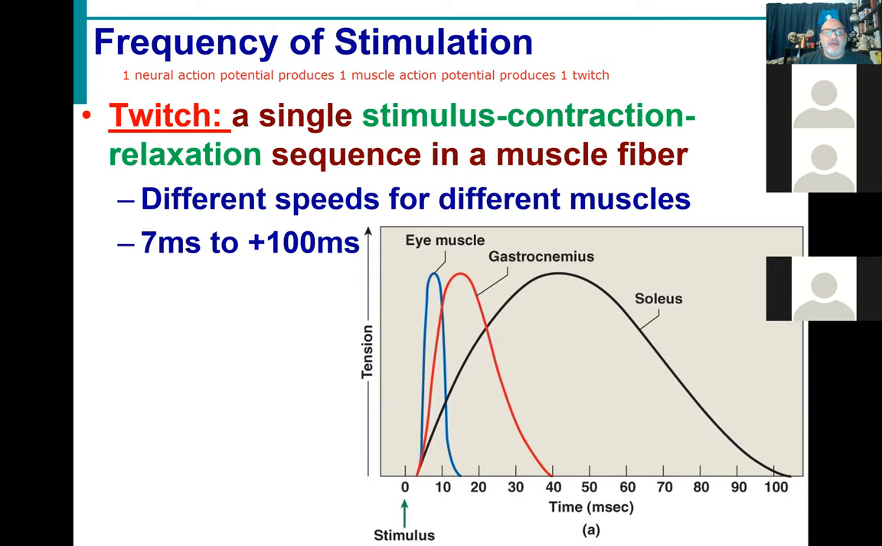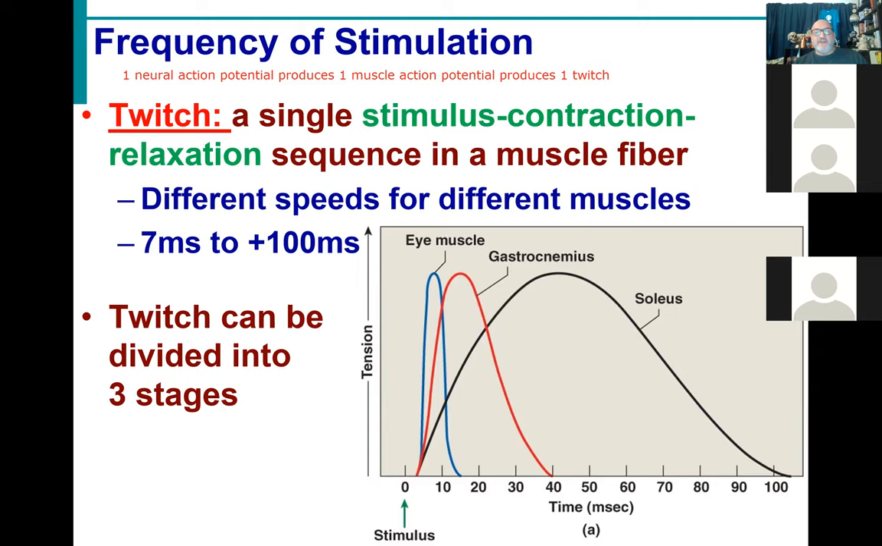However, despite how fast or slow a twitch is, it has the exact same three phases. The phases may go faster or slower, but there are three phases, or three stages, or three periods, whatever term you want to use for this. All right. Now, let's take this graph and look. There's something interesting about this graph here. And let's switch it and draw it ourselves.